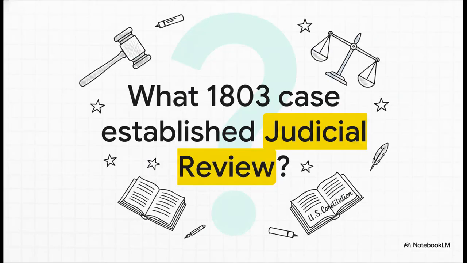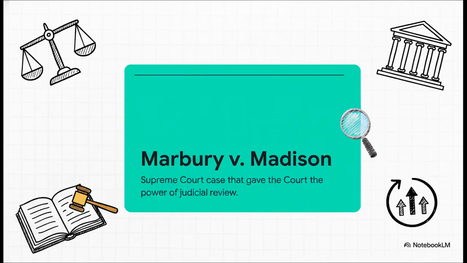Okay, question 2. Which pivotal 1803 Supreme Court case established the power of judicial review, effectively making the judiciary a true co-equal branch? That's right, it's Marbury v. Madison, a totally monumental ruling that gave the Supreme Court the final say on what is and isn't constitutional.